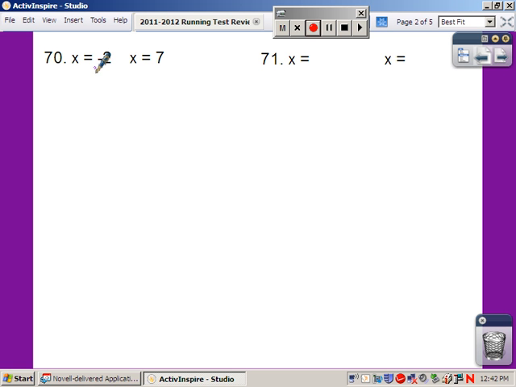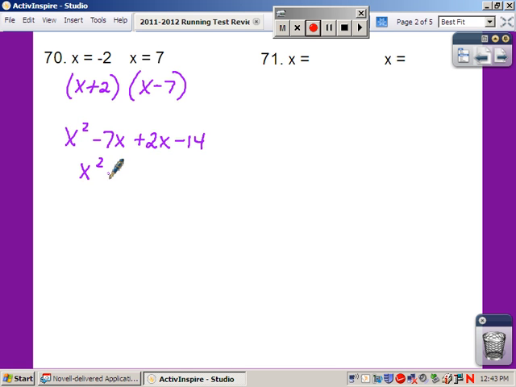So if our answer is negative 2, that means our factor must have been x plus 2. And if our answer was positive 7, that means our factor must have been x minus 7. Now you're going to use FOIL to put this back together. FOIL would be first terms, which are x times x, outside, which is negative 7 times x, inside, which is 2 times x, and last, which is 2 times negative 7. And in one step, we combine the like terms in the middle, and you end up with this as the final answer.